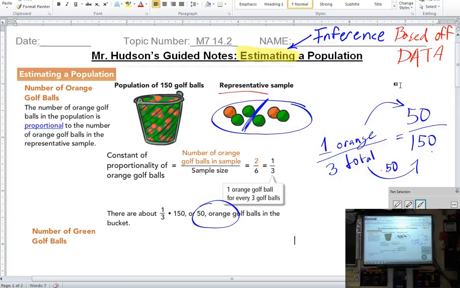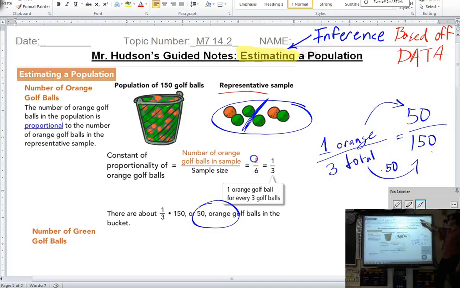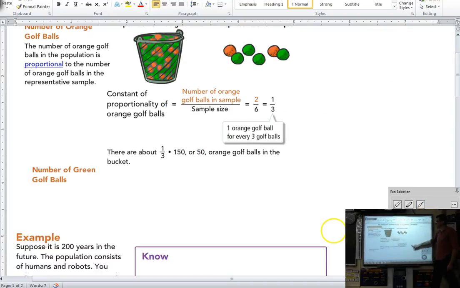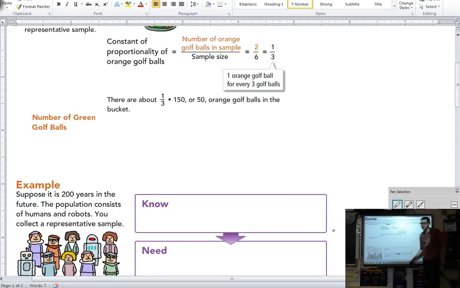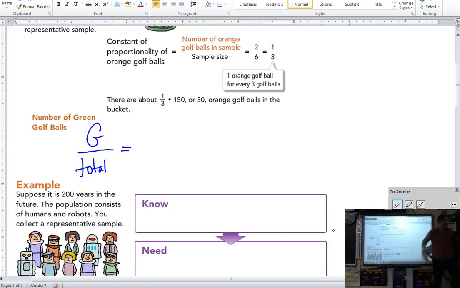I want you to predict the green balls in the bucket down here in the open space. That's kind of awesome, I know, but we want to show the work to support it. Oh, okay. So if we were to set up the original ratio that we would get when predicting green, we want to set up green over total. In my sample, what do I have for green compared to total, Elena? In my sample.